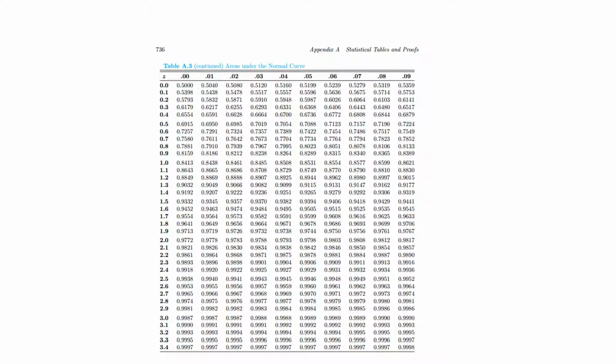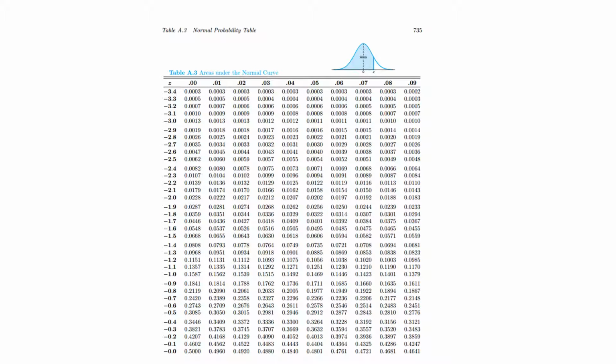Here is the positive z-score table, with the positive z-score to the left and the areas under the normal curve to the right. Here is the negative z-score table, with the negative z-score to the left and the area under the normal curve to the right.